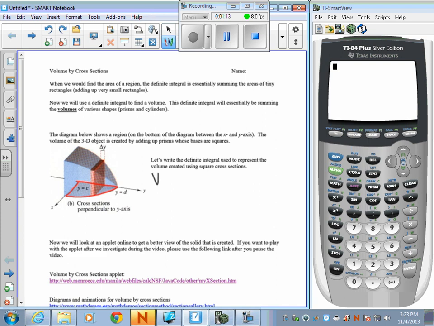Well, the volume of a prism is always the area of the base times the height. So we just have to figure out what is what in this picture. If we want to use the cross section as a square, that tells me that the base is a square. In this case, if the square is the base of my prism right here, that means the height of my prism is actually going to be delta y.